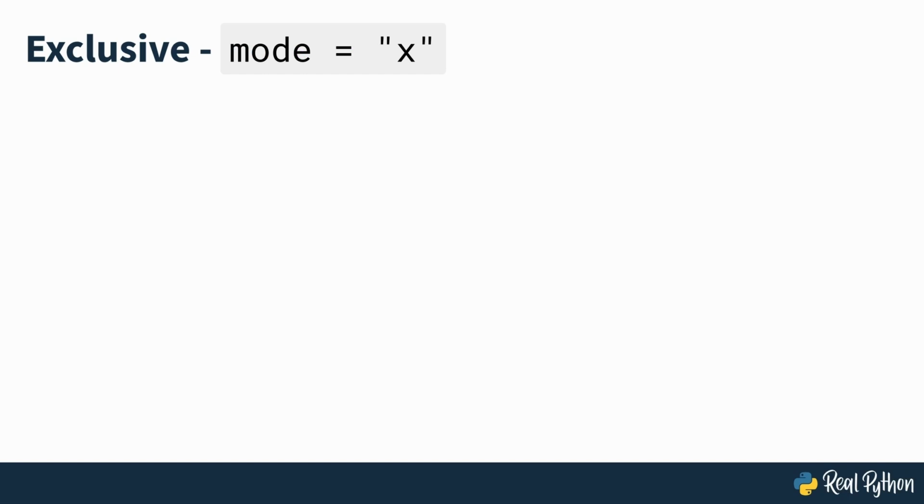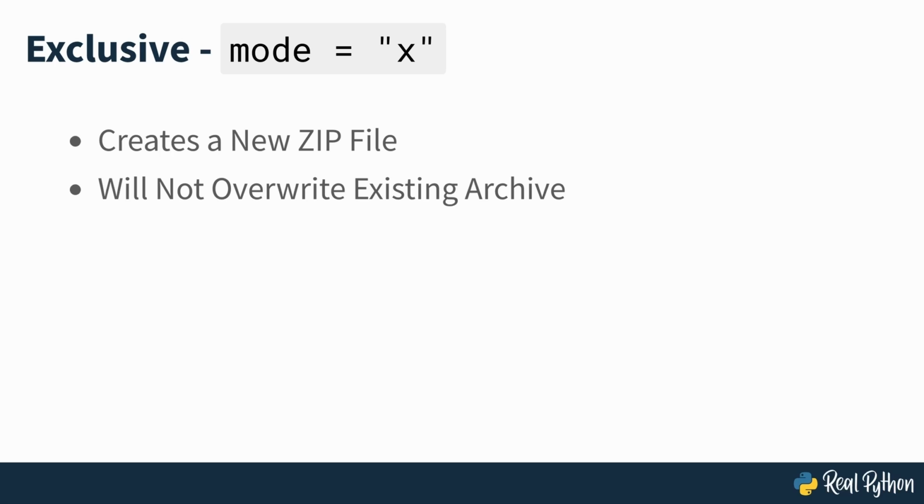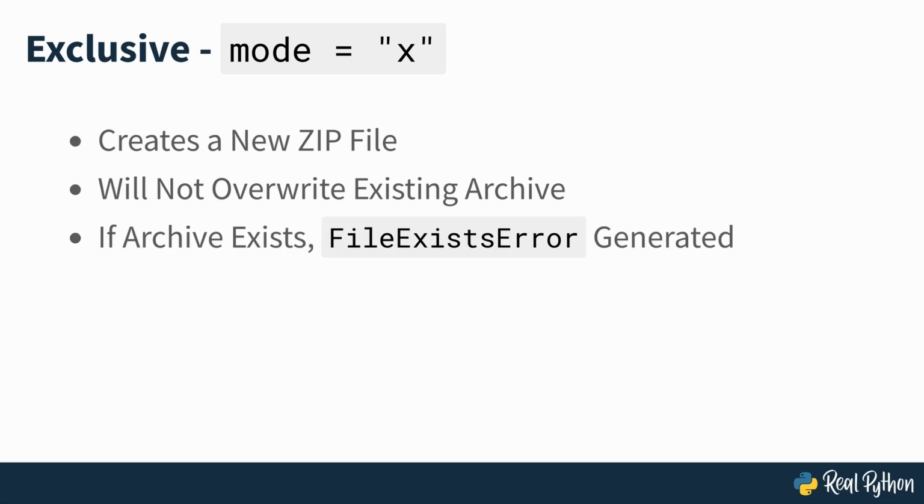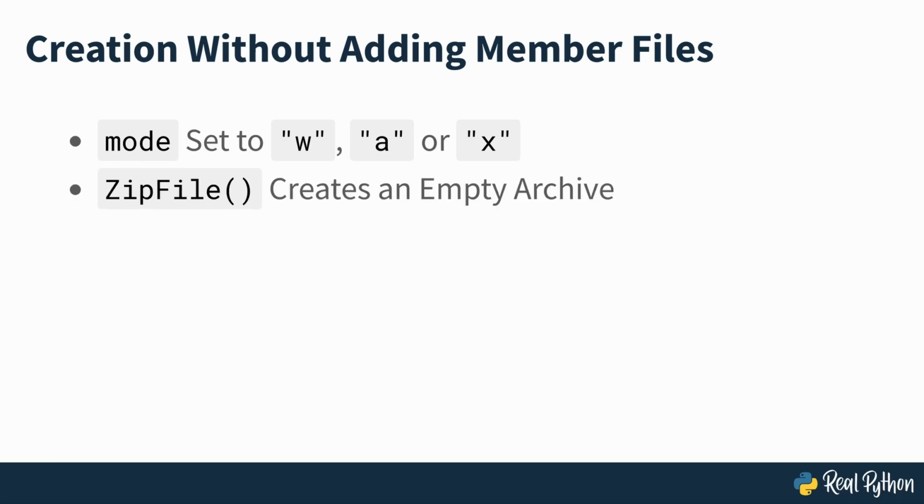Zipfile also supports an exclusive mode, X. This mode allows you to exclusively create new zip files and write new member files into them. You'll use the exclusive mode when you want to make a new zip file without overwriting an existing one. If the target file already exists, then you get file exists error. If you create a zip file using the W, A, or X modes and then close the archive without adding any member files, then zipfile creates an empty archive with the appropriate zip format.